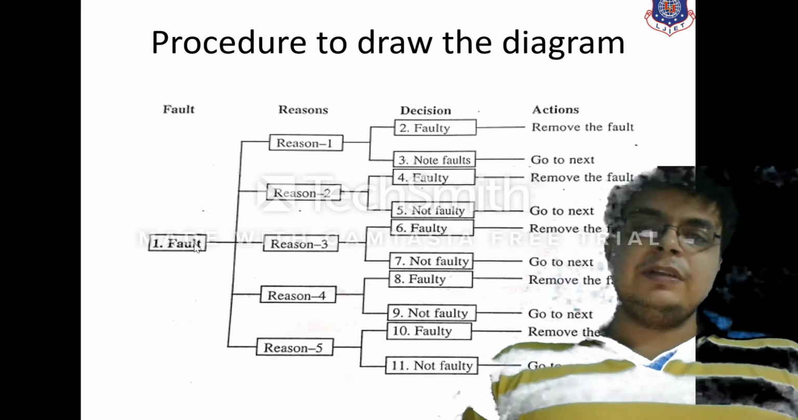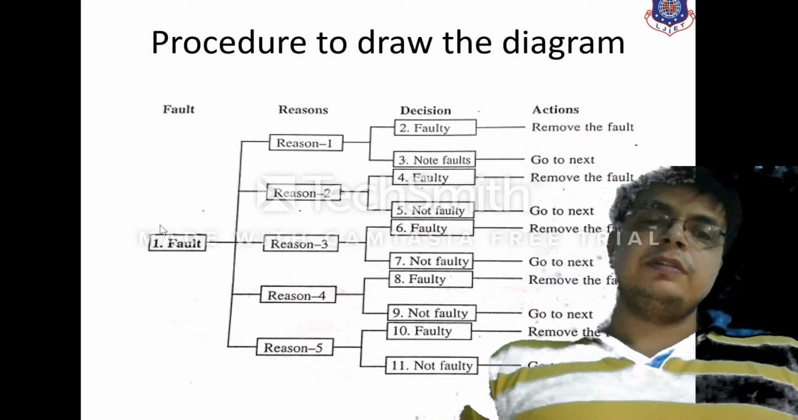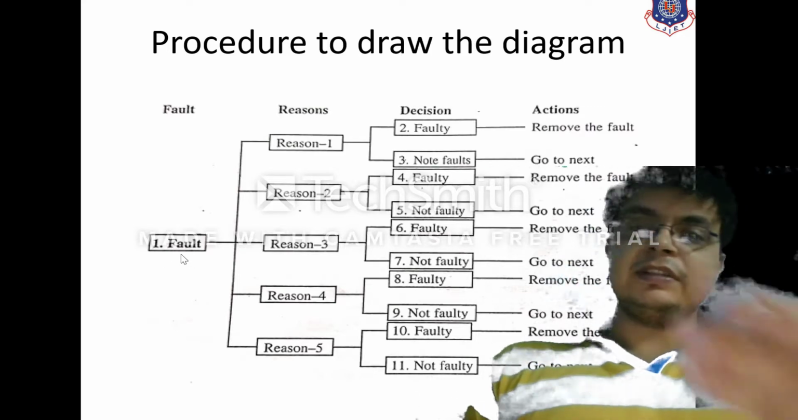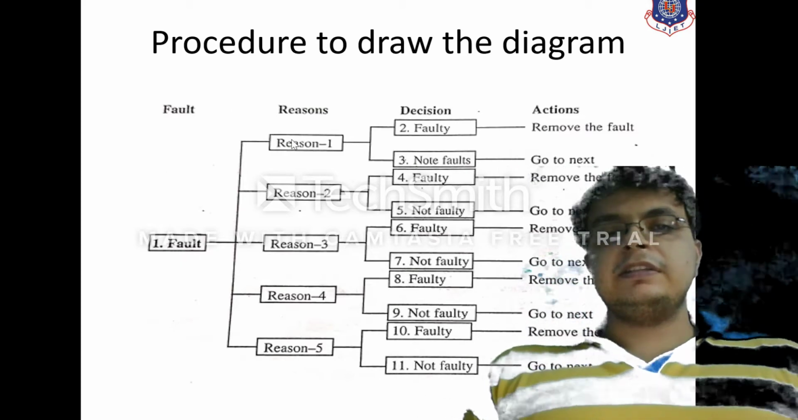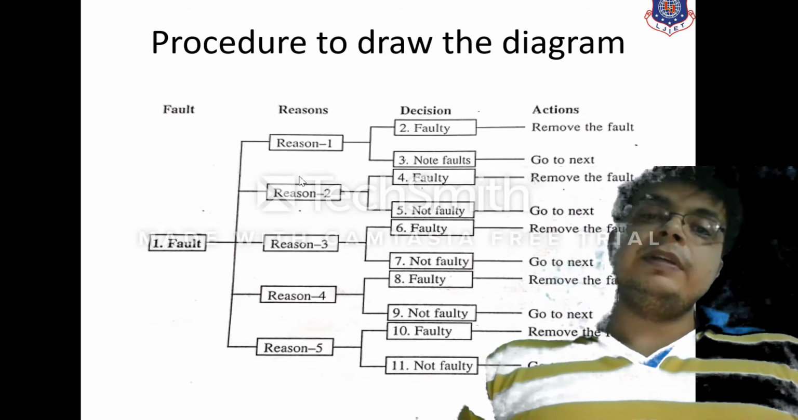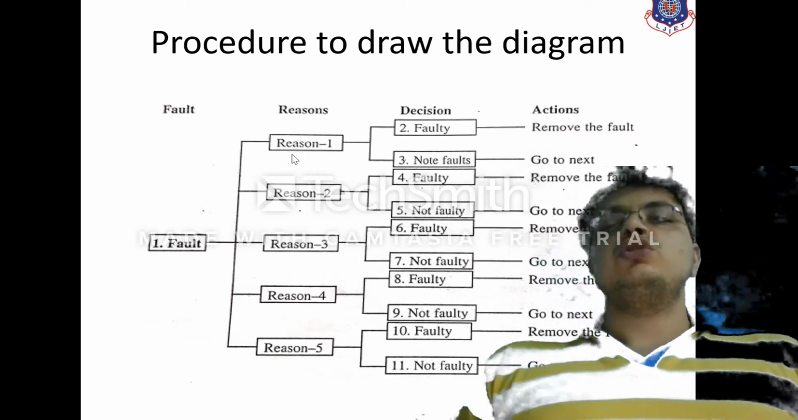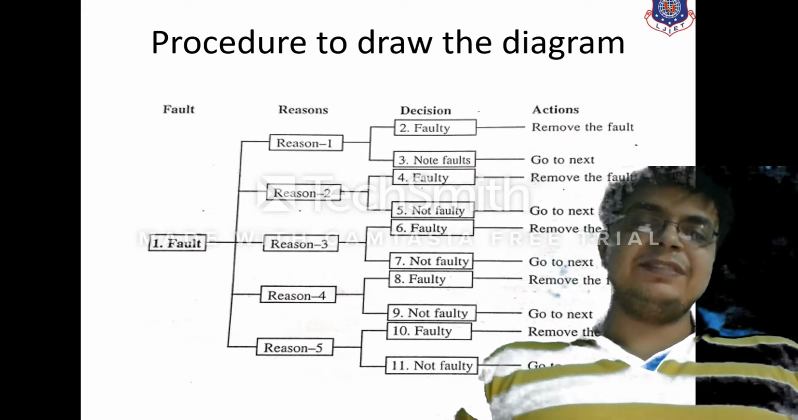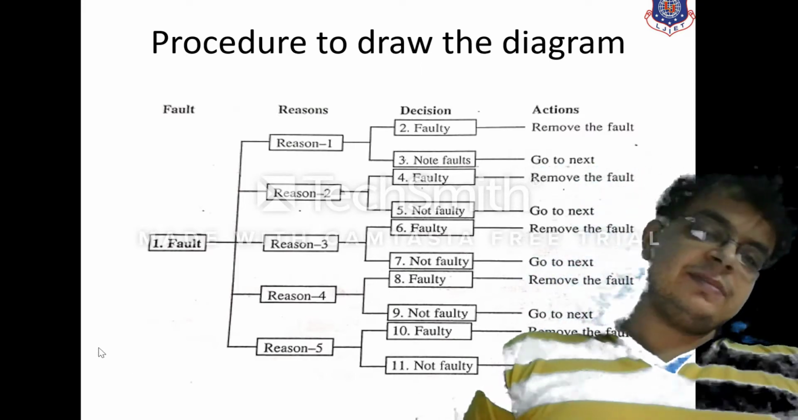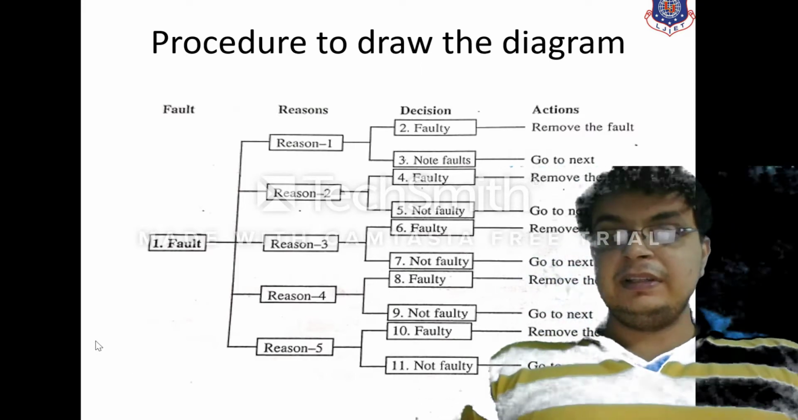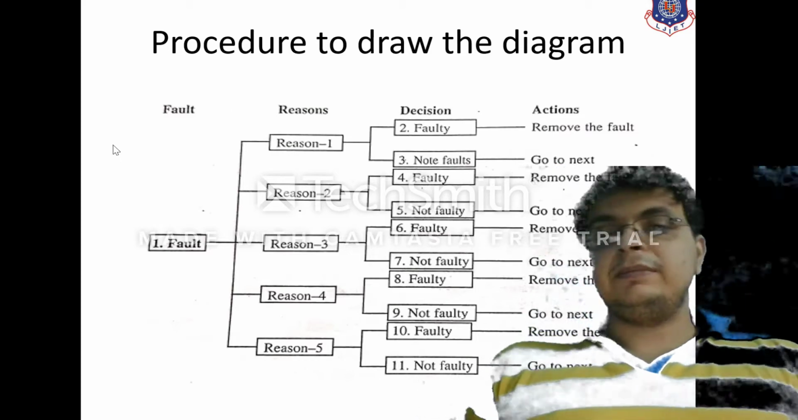First of all, boxes should be made. The first box should be of the fault, that is, the fault for which the reasons are required. So the first box will be of the fault. The next series of boxes will be the reasons. All the reasons that are causing the fault should be listed. Here reason 1, reason 2, reason 3, reason 4, up to 5. All the reasons are listed. So faults and reasons are the foremost requirement of the diagram.